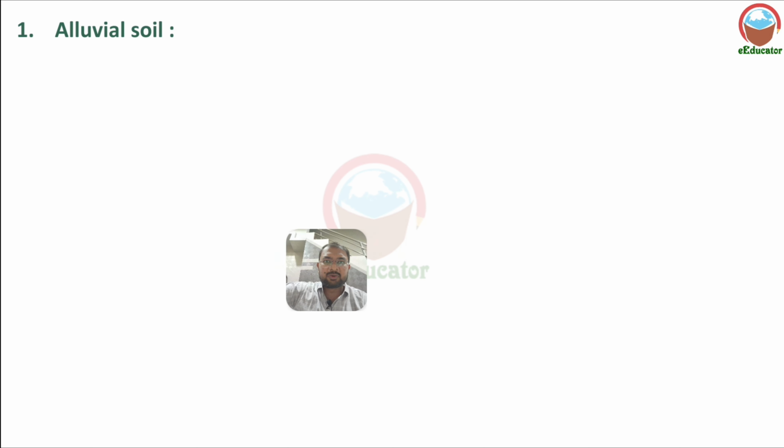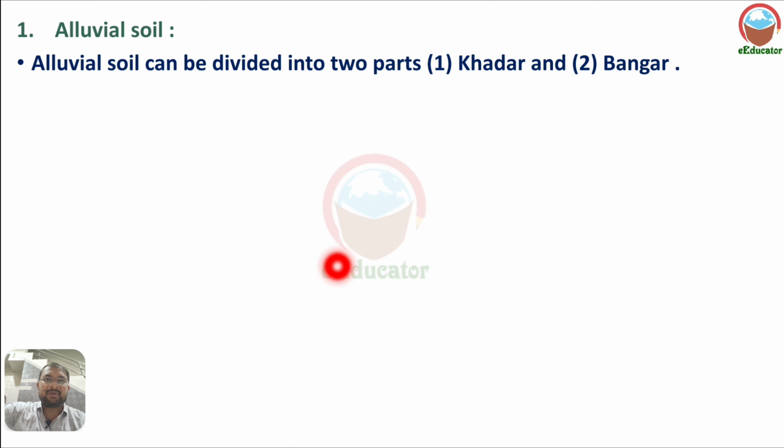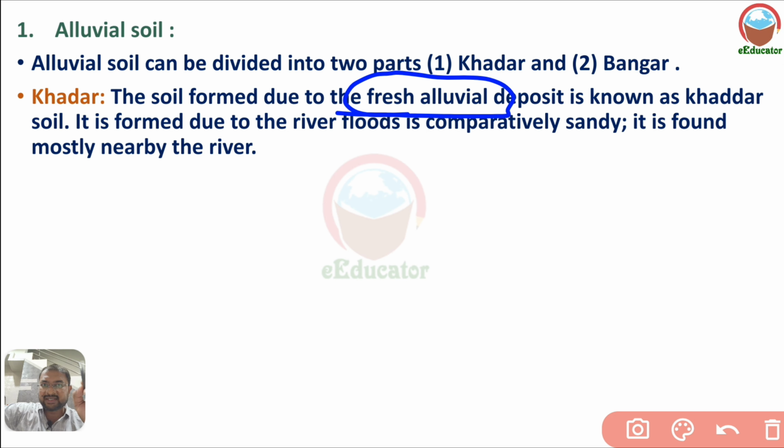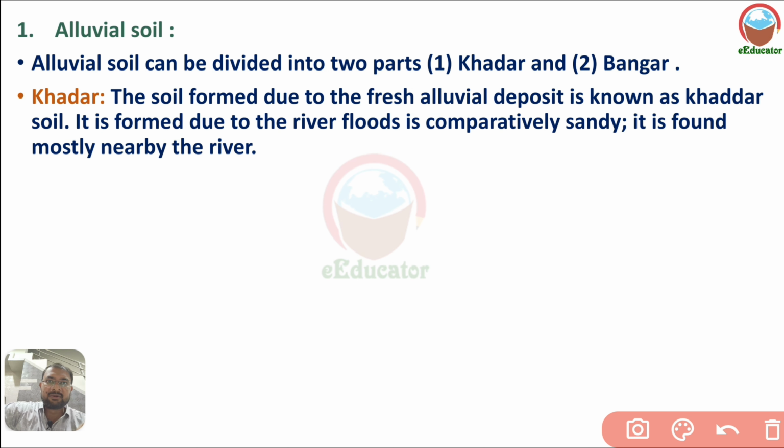As mentioned in the textbook, we write information about each soil. Alluvial soil can be divided into 2 parts, Khadar and Bangar. Khadar is the soil formed from fresh alluvium, newly deposited by the rivers. It is formed by river floods, is comparatively sandy, and is found mostly near the river banks.